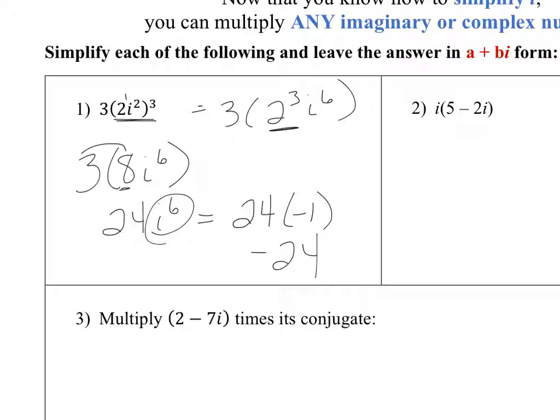Okay, so remember this i to the 6th. You take 6, divide it by 4. How many times does 4 go into it? Goes in once, with 2 left over. So it's the same as i squared. Remember, i squared is negative 1. So that's where this negative 1 right here came from. So since it's 24 times i to the 6th, it's 24 times negative 1, which is negative 24.